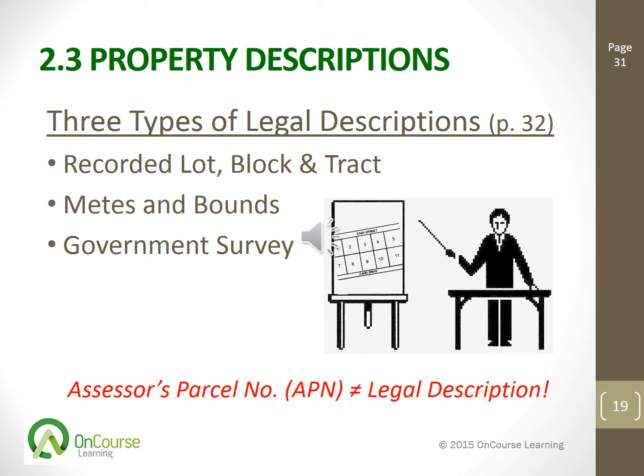And by the way, down here in red it says the assessor parcel number is not equal to the legal description. That is certainly true in California. I can't speak for the other 49 states, but the assessor parcel number is the tax ID number in many states. It also has some other names, which is fine, but it is not a legal description.